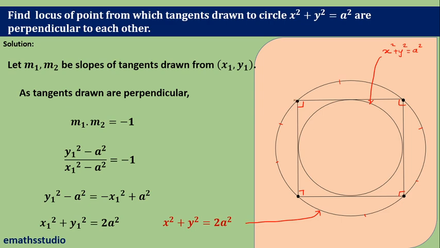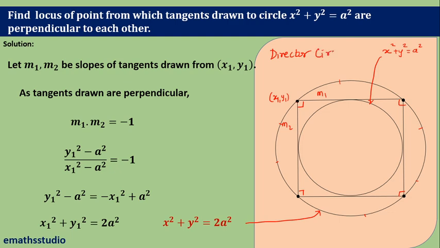Now, this point I assumed as x1, y1. From this point, two tangents are drawn. Those tangents have slopes m1 and m2. Then we can write m1 into m2 is -1. And I got the equation of x1, y1 as x1 square plus y1 square is equal to 2a square. So that equation can be written as x square plus y square is equal to 2a square. Now this equation also represents one circle, and that circle is called the director circle for the given circle.